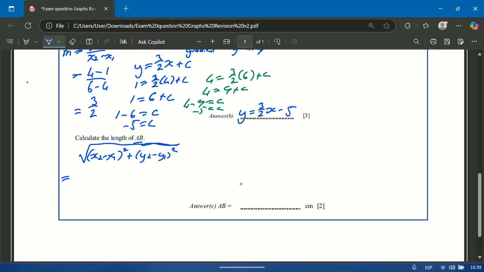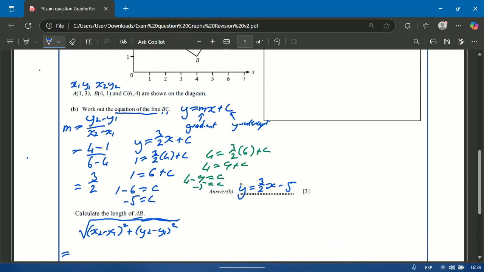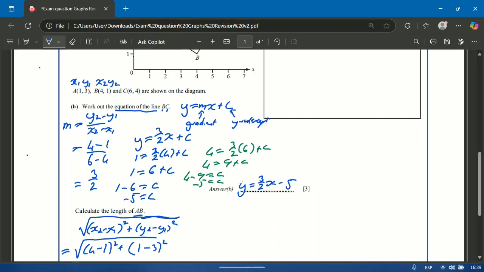So let's do that. x2 now is 4, so this will be the square root of 4, then there's a minus in the formula, and then x1 is 1 squared. Plus y2 is 1, minus in the formula, y1 is 3 squared.